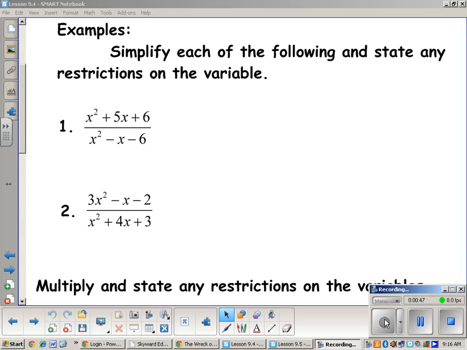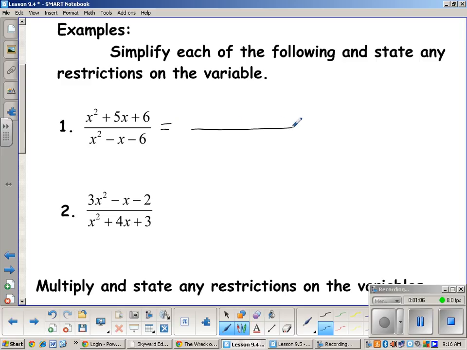In the first example, the directions are actually in the first two. The directions say simplify each of the following and state any restrictions on the variable. In order to simplify this, we need to rewrite our polynomials in factored form. And if a quadratic is going to factor, almost always it's going to have to factor like this.